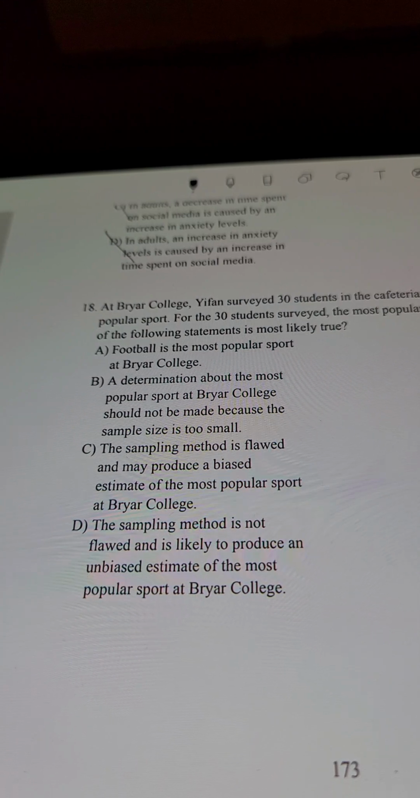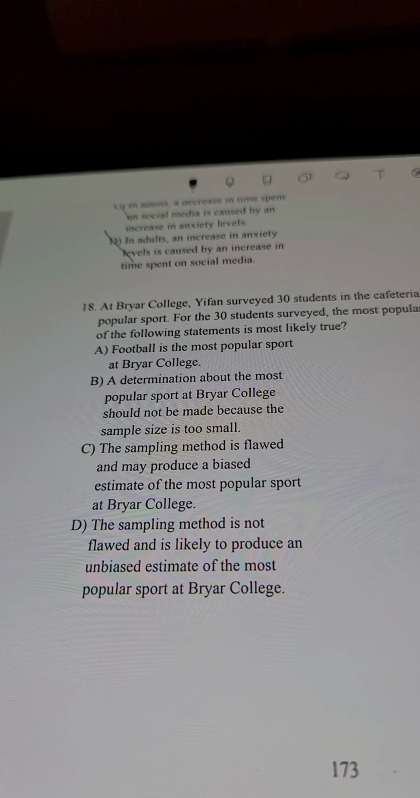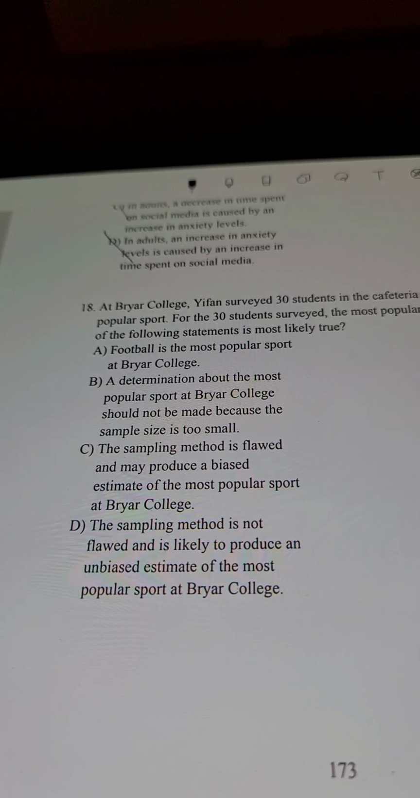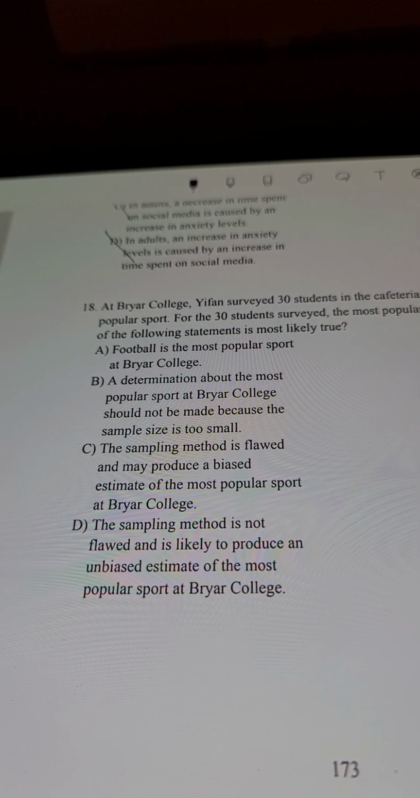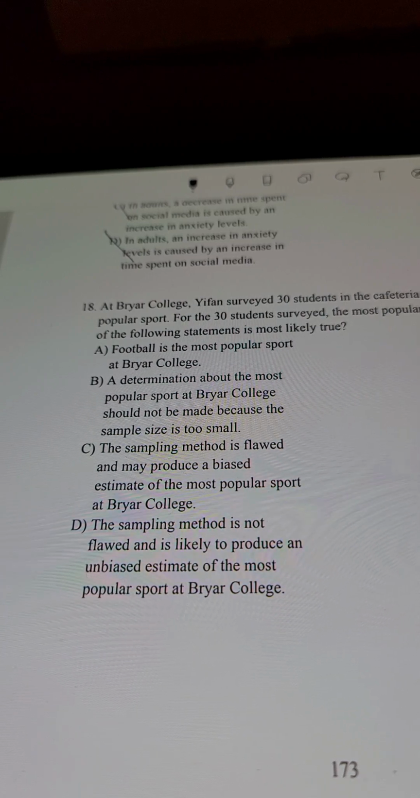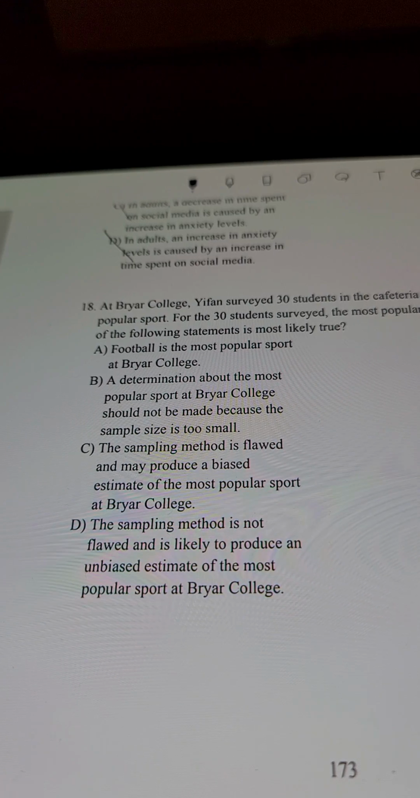Again, with a lot of these questions, think like, what's wrong with it? Kind of like nitpicking in a way. So A says football is the most popular sport at Briar College. She only surveyed 30 students at one singular cafeteria.